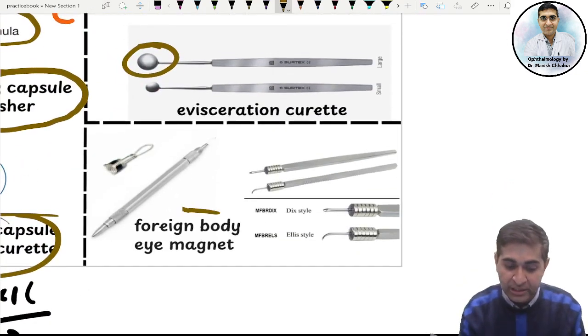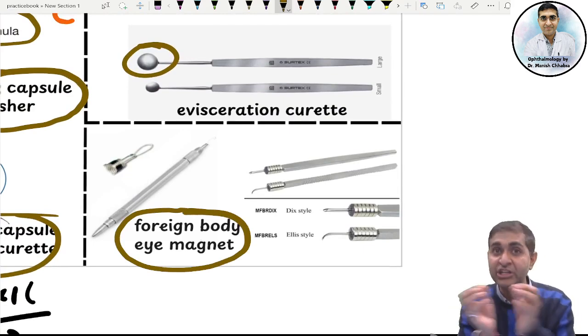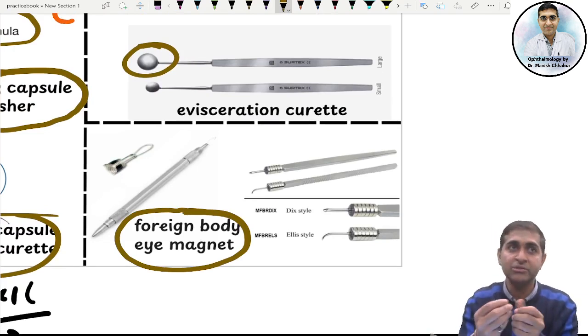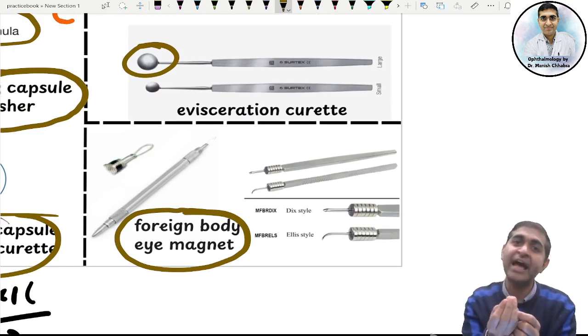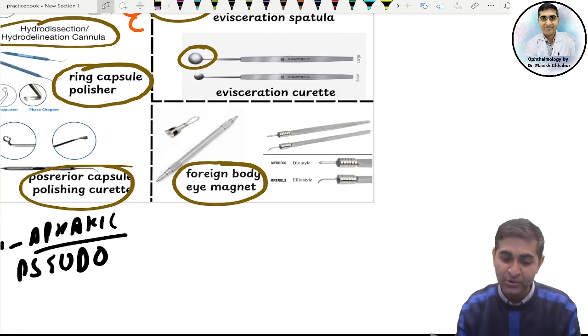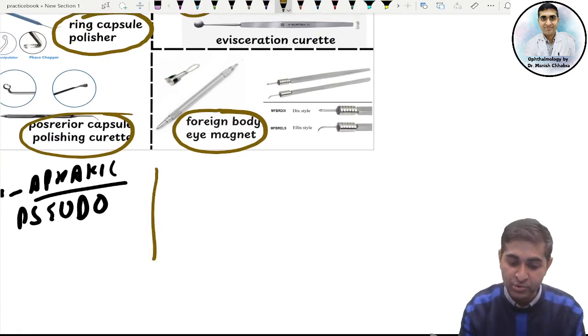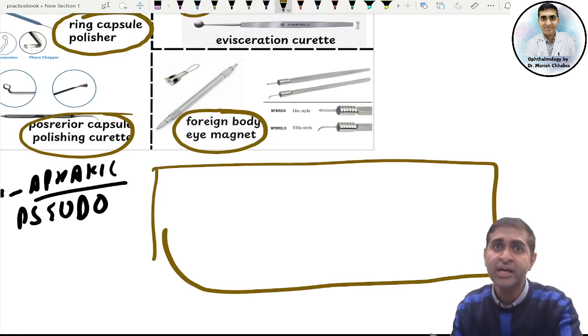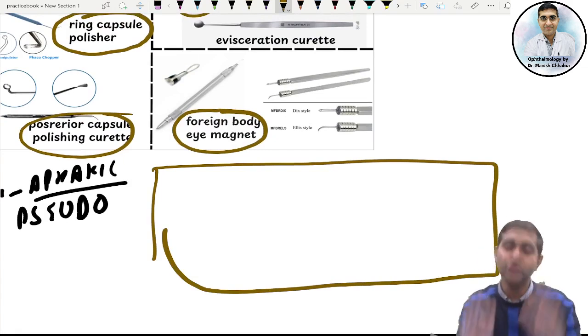Then foreign body eye magnet. If you are suspicious of any intraocular foreign body which is metallic, you can put it in, and because there is a magnet attached, the foreign body will get stuck onto this part and you can pull it out. All right, so that was my attempt to make you aware of the important images and instruments which are used in ophthalmology.